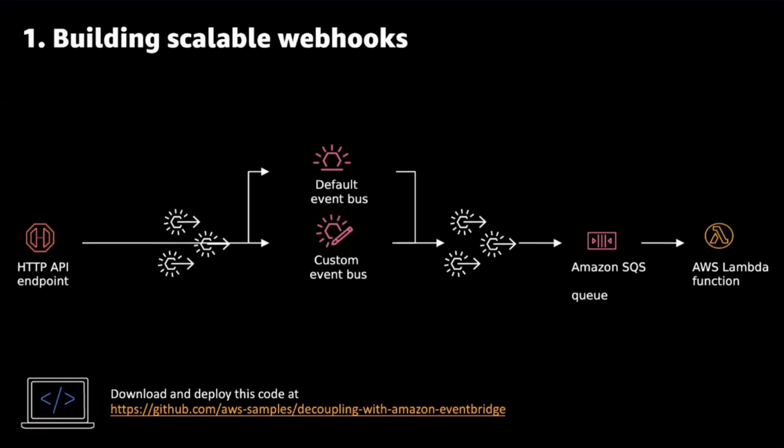You can change the destination of the webhook easily by adding new targets. You can also control the rate of consuming events in the Lambda function via the batch size property and concurrency controls.